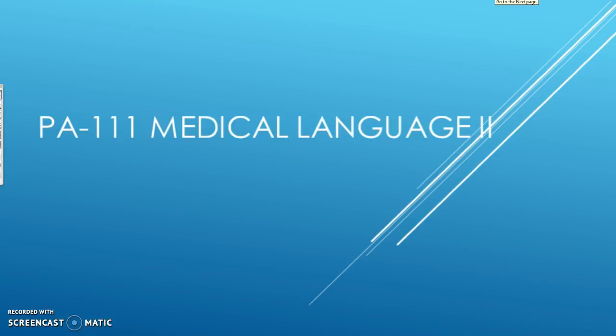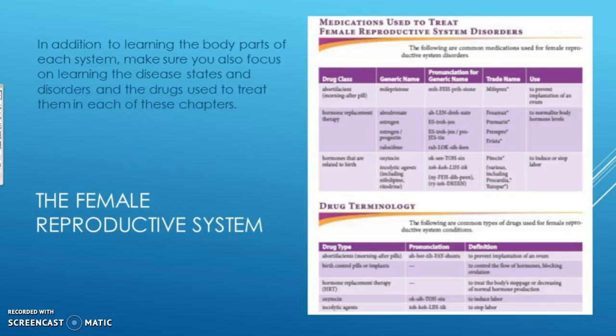This week we're going to be covering two chapters. The first chapter is all about the female reproductive system. As most of you go through this, you're going to find that a lot of the material is probably things you've learned in the past, things you might have covered in a health class. You're going to learn all about the different body parts, disease states, but what I want you to focus on, in addition to learning those body parts, is learning those disease states, those disorders associated with the reproductive system, and those drugs that are used to treat them. And that's going to be your focus in all of these chapters.